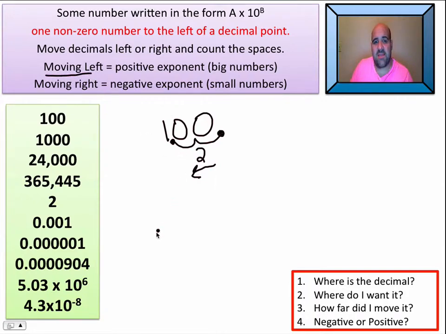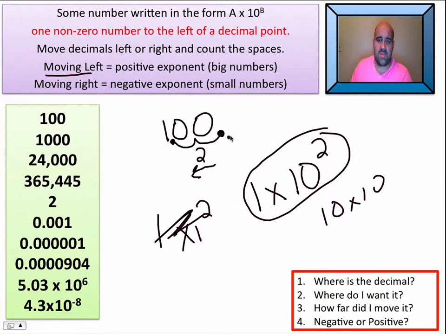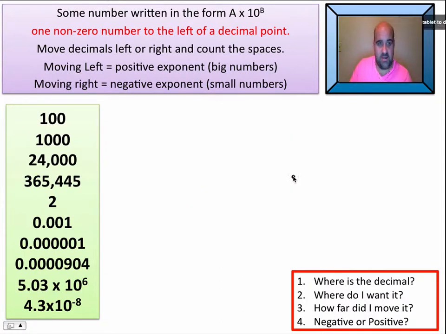So I'm going to write this number as 1 times 10 to, then how many places did I move it? 2. 1 times 10 to the second power. And that should make sense. This number is 100. What is 10 squared? 10 squared is 10 times 10, and that's 100. 1 times 100 is 100. It's the same number. This number equals this number, but it's written in a different form. So let's look at the number 1000.